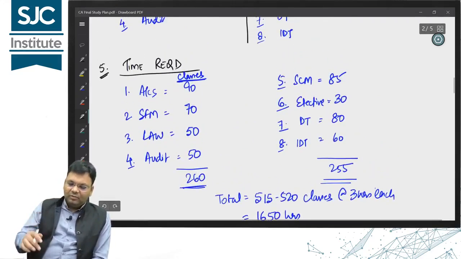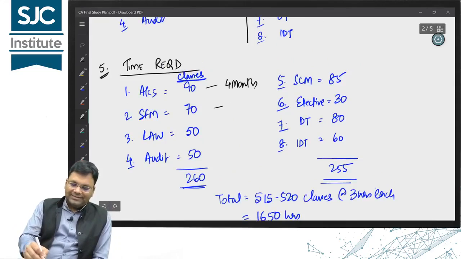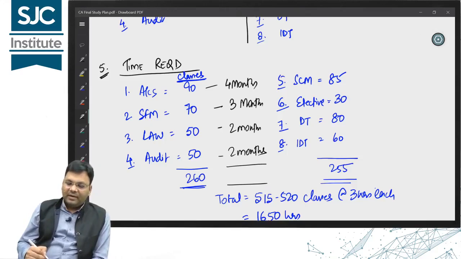So anyhow, I feel that you should complete the accounts class in 4 months, SFM in 3 months, and law and audit together in 4 months, so I will say 2 months each. See, this time allocation has been done by keeping in mind that you will be doing Google Drive, pen drive classes.